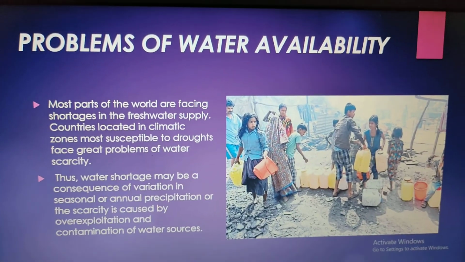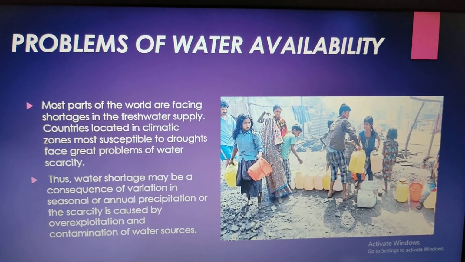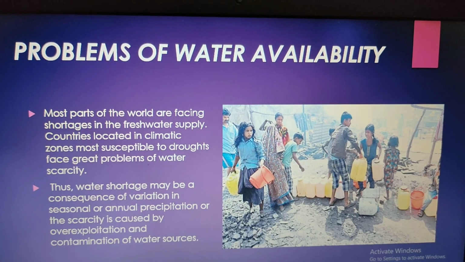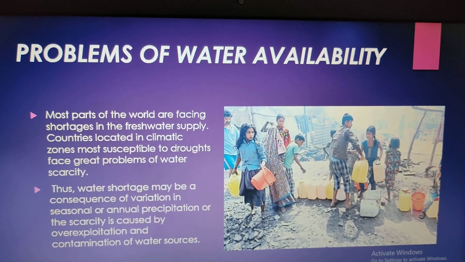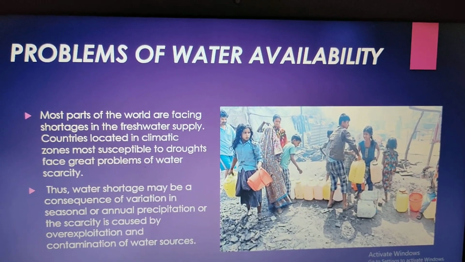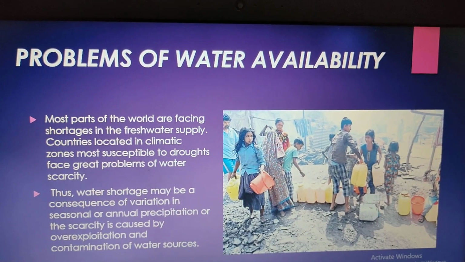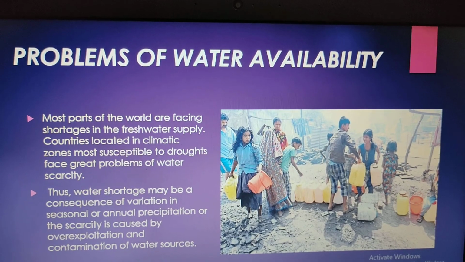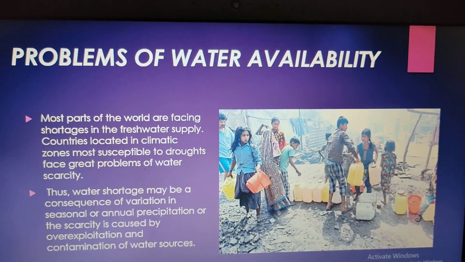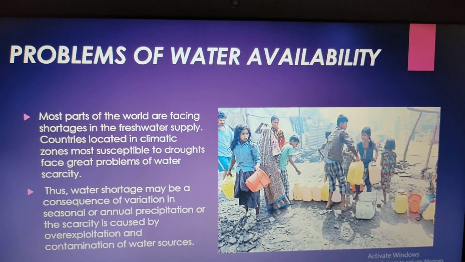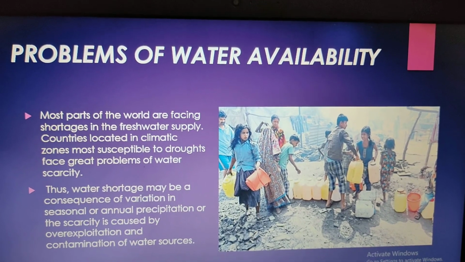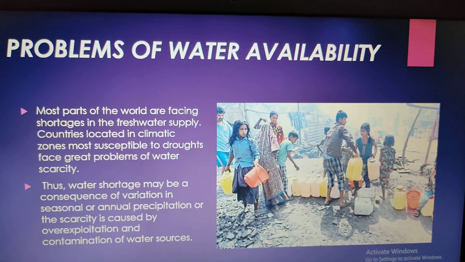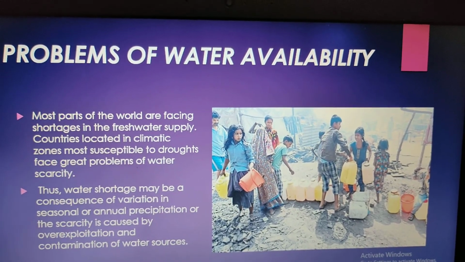Now, problems of water availability. We face a water availability problem, right? Most parts of the world are facing shortages in the fresh water supply. Countries located in climatic zones most susceptible to droughts face great problems of water scarcity. Now, the countries in such a climatic zone are the countries which are near the equator, right?